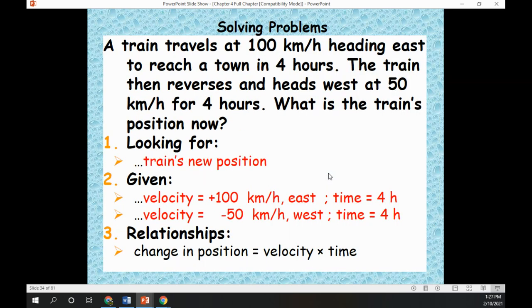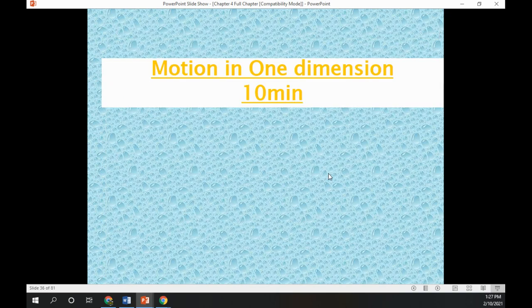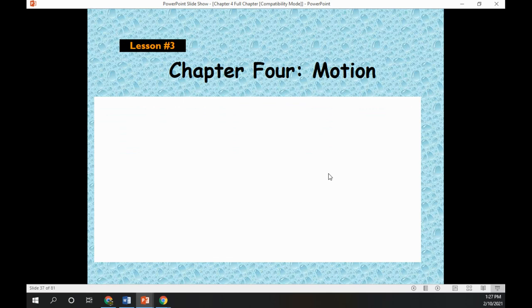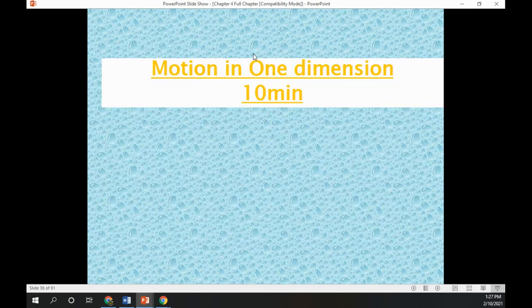And here's a little more information about solving some problems. Let's go ahead and move on. I'll play that full out, and there's lesson 3.